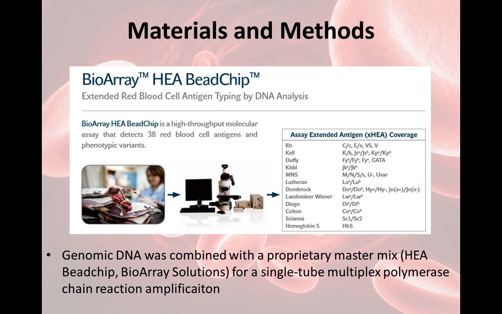The main system used by this study was the BioArray HEA bead chip, which is a high-throughput molecular assay capable of detecting 38 red blood cell antigens and several phenotypic variations. As you can see, it lists a couple of the extended antigens that this system can detect. So they use the DNA gained from the DNA extraction kits and combined it with the master mix for single tube multiplex polymerase chain reaction amplification.